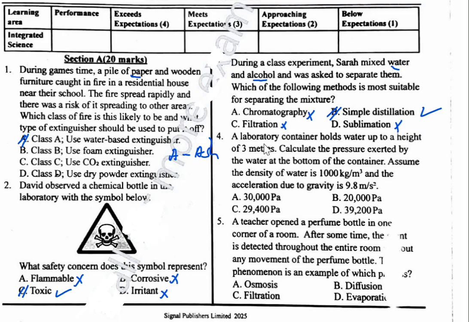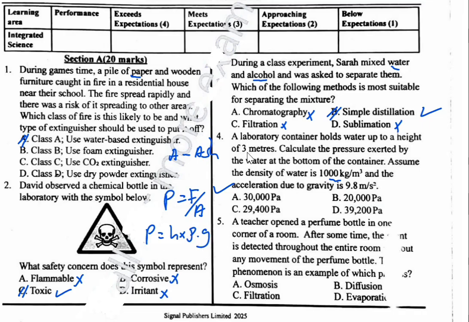Question number 4. A laboratory container holds water up to a height of 3 meters. Calculate the pressure exerted by the water at the bottom of the container. Assume the density of water is 1,000 kilogram per cubic meter, and the acceleration due to gravity is 9.8 meter per second squared. So you know that for solids, pressure is given by force over area. This is the formula for pressure in solids. Now, for liquids, pressure is given by the height of the liquid column, multiplied by the density, rho, multiplied by g, where g is the gravitational acceleration.